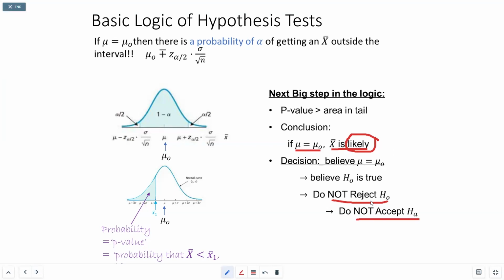Okay. Notice that we haven't proven that it's true. We've just failed to prove it's false. So we cannot accept the null. We just fail to reject the null.